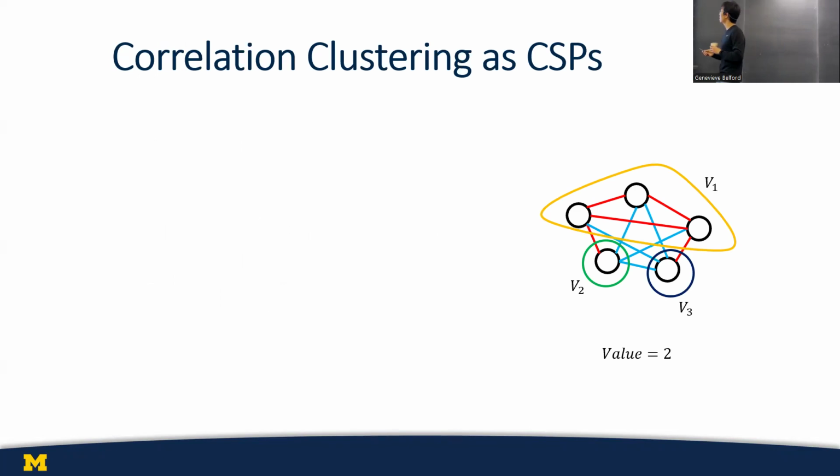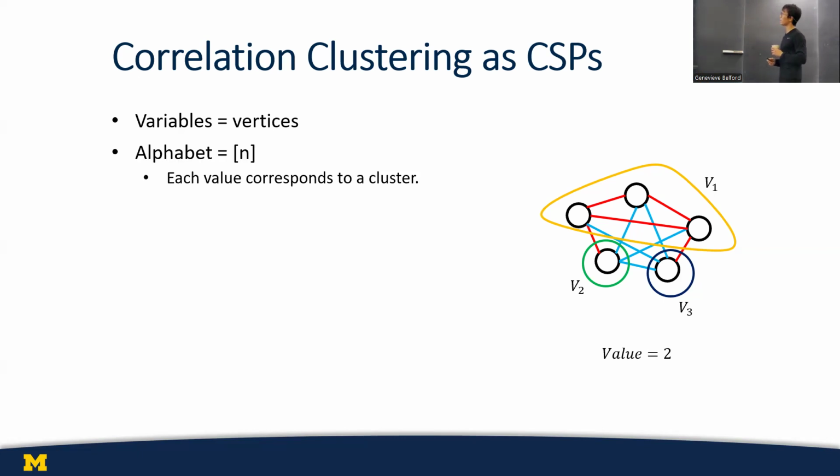If you know me, I come from the constraint satisfaction problem literature. So when I see a new problem, I view everything as a CSP. But correlation clustering is a much easier job, because it's already kind of a CSP in some sense. This correlation clustering instance is exactly an instance of CSP, where we have a variable for each vertex, and the alphabet of values a variable can take is exactly n, because one value corresponds to one cluster, and there can be at most n clusters, so the alphabet size is n.